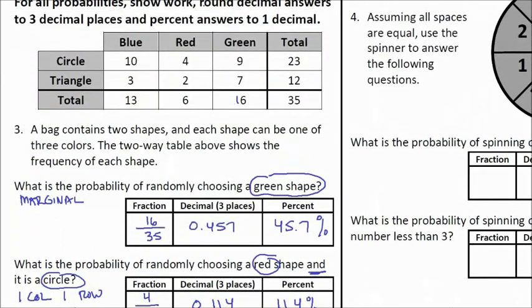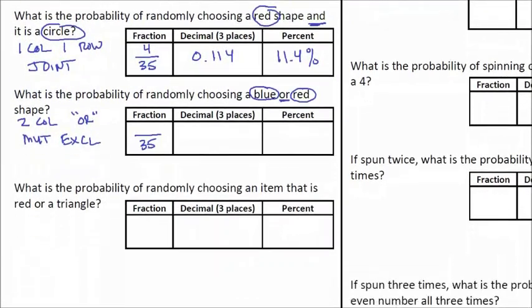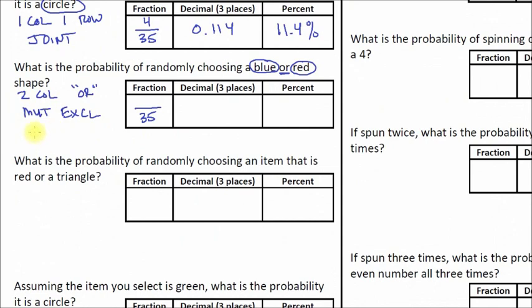So blue or red? Well, we've got 13 blue shapes and we've got 6 red shapes. That means we have 19 total. And if you want to do the math here, just write 13 plus 6 equals 19. So I've got 19 divided by 35. Let's make that a little clearer.